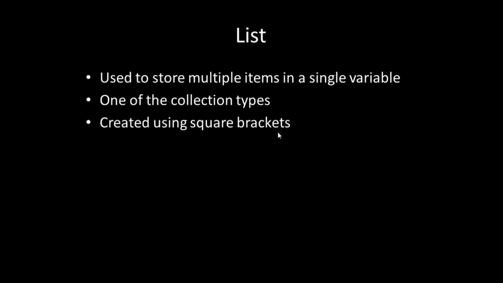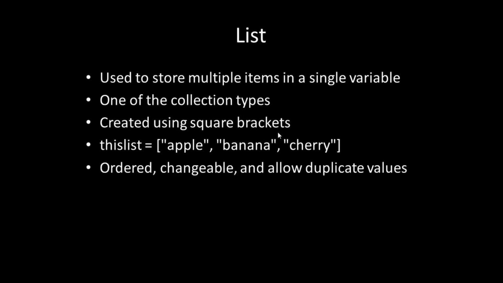Now, a list is created using square brackets. So this is a sample. Whenever you are using square brackets, that is how you are defining or creating a list. A list is ordered. That means the items in the list have a specific order. Changeable means you can change the value of a particular item in the list. It allows duplicate values. That means in a list you can have the same value multiple times.